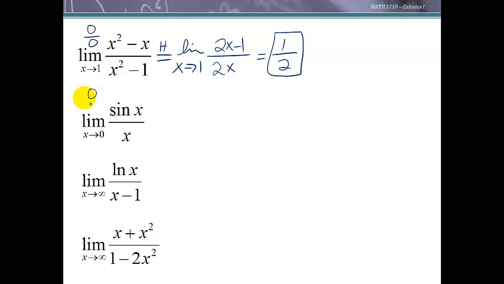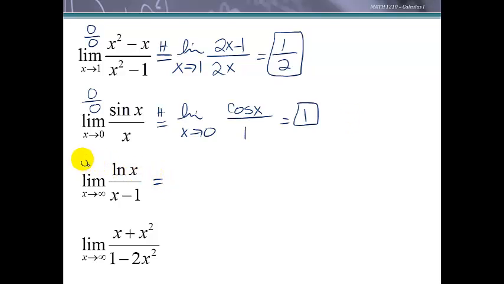The second one we saw was indeterminate 0 over 0. So L'Hopital's rule says the limit as x approaches 0 of the derivative of the numerator, which is cosine x, over the derivative of the denominator, which is 1, is equivalent. Now we can directly evaluate. Cosine of 0 is 1, and that is what we had seen geometrically. We now can also get there using L'Hopital's rule.